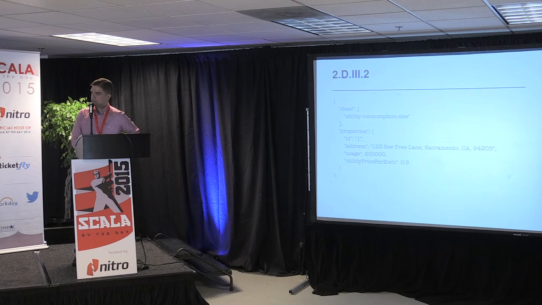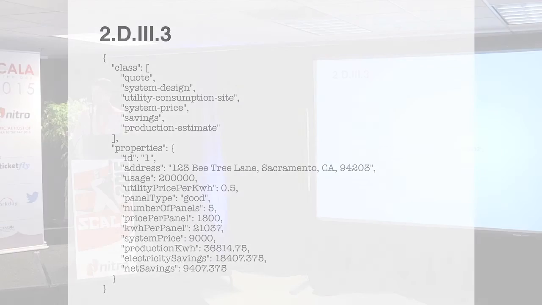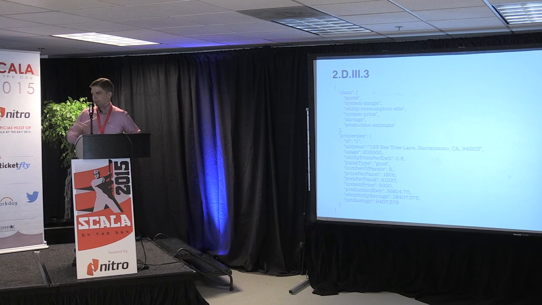So here's a utility consumption site. This is what you would post, or this is what you would get back or see as a resource when there is no system design present. And here is what we would achieve after adding a system design. Something that describes itself as a quote, a system design, a utility consumption site, a system price, a savings, a production estimate, and all of the fields therein are contained.